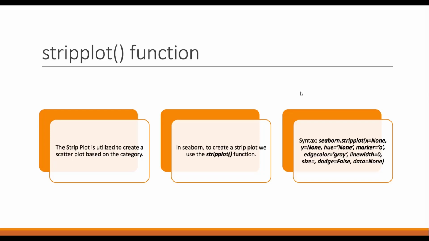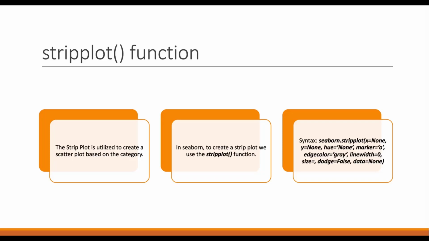The syntax of this function is seaborn.stripplot, and in parentheses we pass different arguments. The first two parameters are x and y, the data points that define the x and y axis location. The next one is hue. You all know that it is a grouping variable that will produce components with different colors. The next one is marker. By default it has a circle value, and if you want to change the style of the marker, this keyword is used. The next one is edgecolor. It is the color of the lines around each point, and by default it has a gray color.